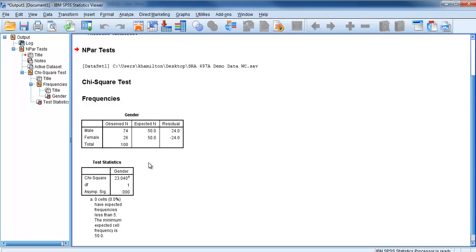It is important to note that SPSS will not calculate the standardized residuals or a phi coefficient for a one-way chi-square test. However, these values can easily be determined using the output from SPSS and the equations described in the chi-square lectures.